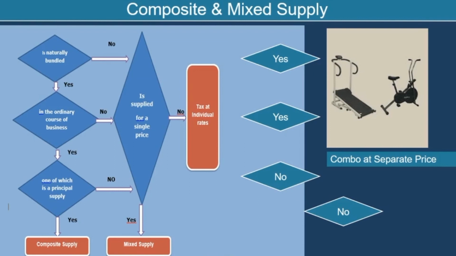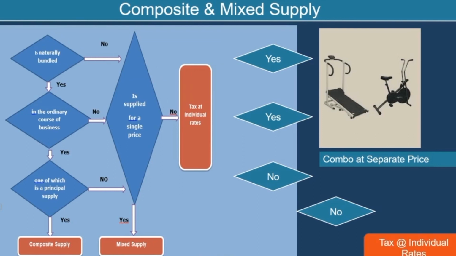Then how will it be taxed? Tax at the rate of individual rates. So whatever is the rate of tax applicable for the treadmill will be charged on the price of the treadmill, and the tax rate for the cycle will be charged on the price of the cycle. Individual rates will be applicable on individual items of the supply. So this is the whole mechanism of composite or mixed supply. Now we can refer to the notes, and then you can try a few examples on your own, so that the concept will be clear for you.